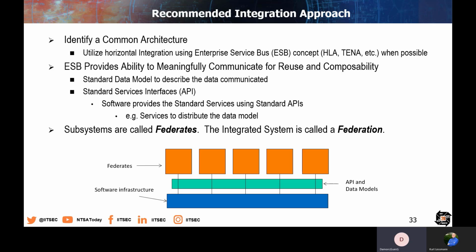A standard data model will describe the data that's communicated. A standard services interface or an API is the software providing the standard services to support those data models and data interactions, and those services will distribute the data throughout the network. These subsystems are called federates, and the integrated system is called a federation. So here we have 5 orange federates in a single federation.